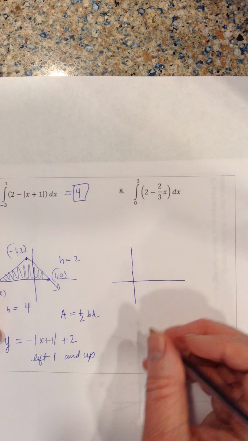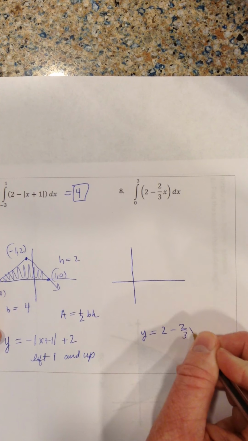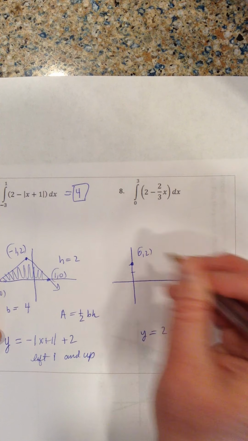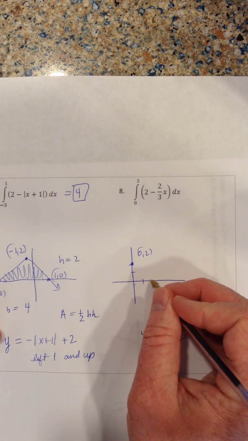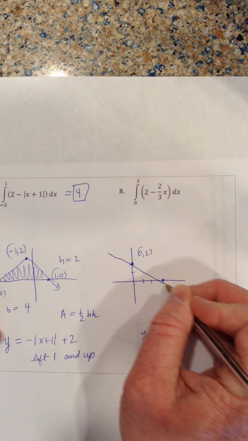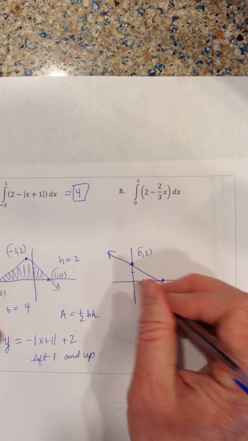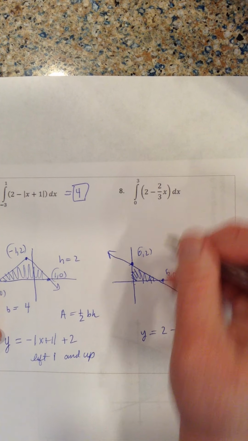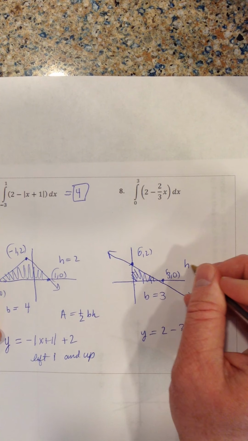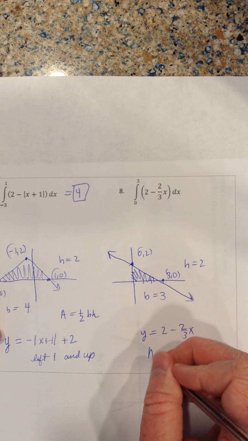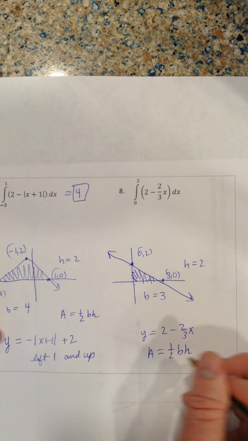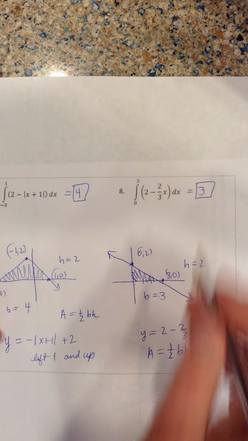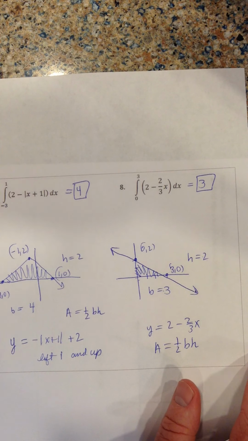Okay, this function here is a line. So it goes through 0, 2. And it has a slope of negative 2/3. So it goes down 2 and right 3. Okay, and I'm evaluating from 0, that's 3 comma 0. I'm evaluating from 0 to 3, so it's that triangle. So the base of my triangle is 3, the height is 2, so my area of my triangle is 1/2 base times height, so 1/2 of 2 times 3, so half of 6 is 3, so that integral evaluated is 3. And so this is a very good technique.